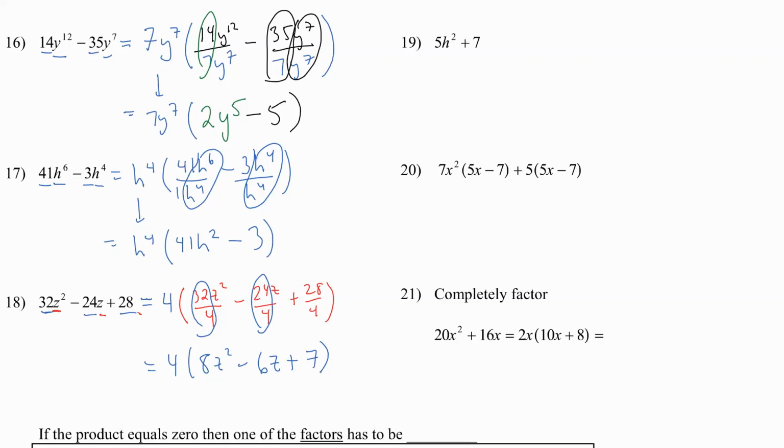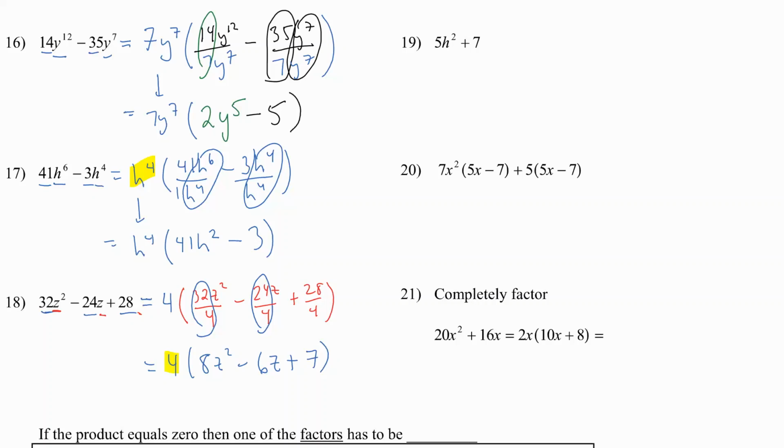So again, the point of 16, 17, and 18 is this: in number 16, the greatest common factor can be a coefficient and a power. Number 17, the greatest common factor can just be a power. And number 18, the greatest common factor can be just a number.